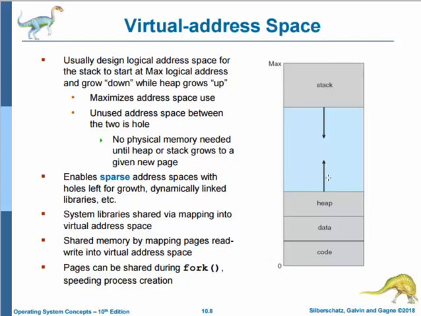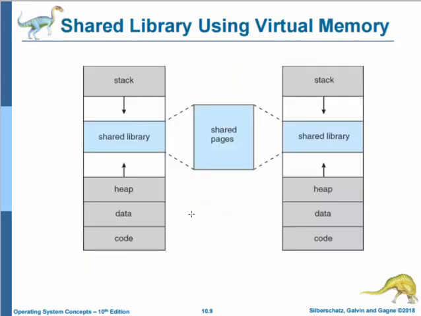So this virtual address space that includes the holes is known as a sparse address space. This allows for the growth of dynamically linked libraries, etc. So in this illustration, we can see a shared library using the virtual memory. For example, we have given an example of a shared library such as the standard C library, which can be shared by many processes through mapping of the shared object.